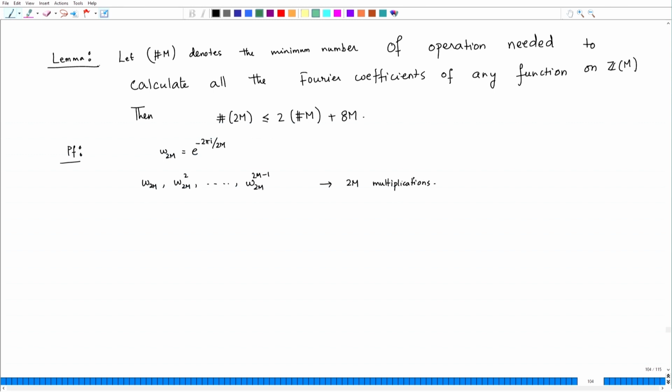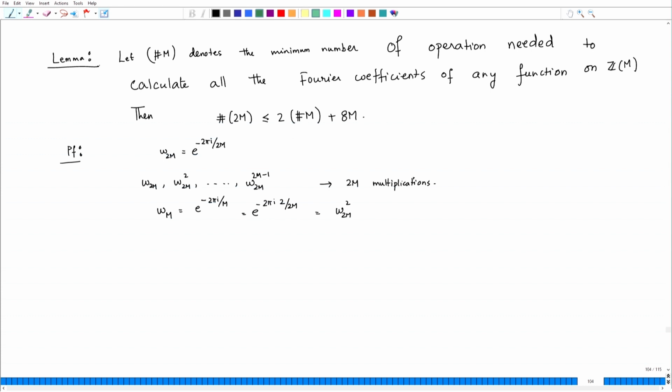Now, we know that omega m is equal to e to the power minus 2 pi i by m, e to the power minus 2 pi i 2 by 2 m, which is equal to omega 2 m square. So, now we can compute f1 and f2 by at most 2 m additions and multiplications.